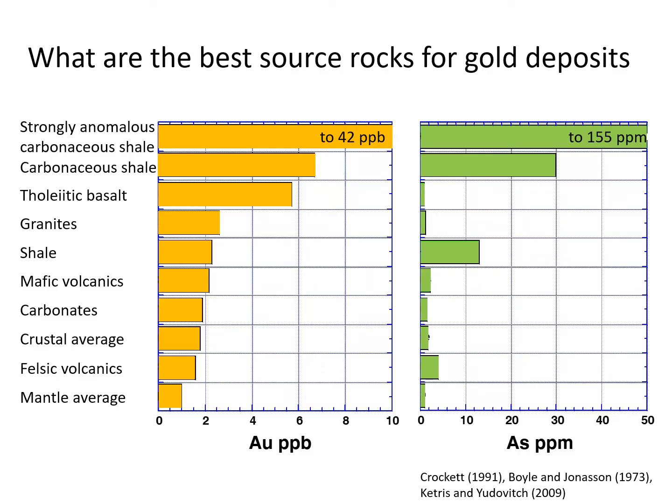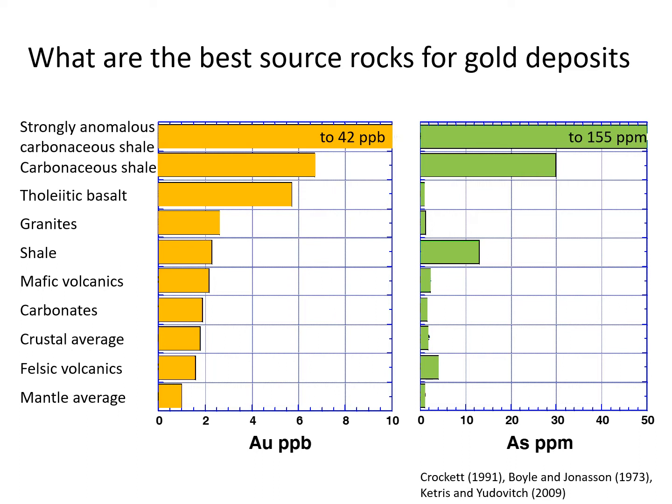So much of the premise of this talk and study is based on what the best source rocks for gold deposits are. And if we look at this chart in the orange, we can see that the highest gold of average rocks is carbonaceous shale, which would suggest that it's a pretty good source for gold deposits. However, tholeiitic basalts are also good sources of gold.